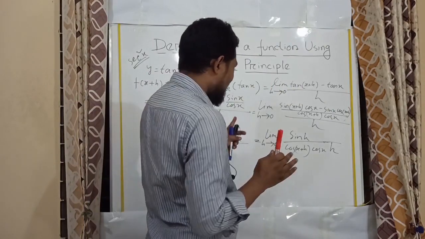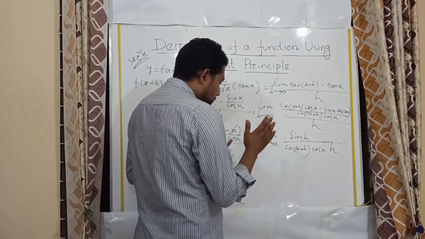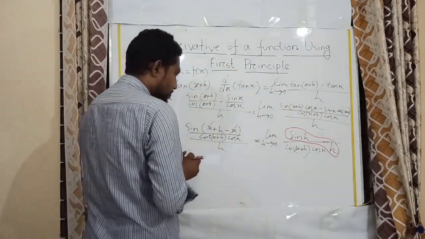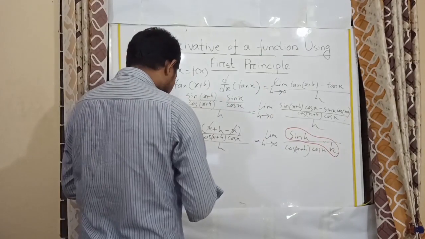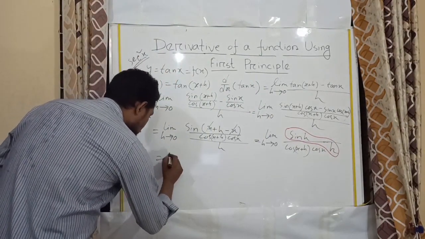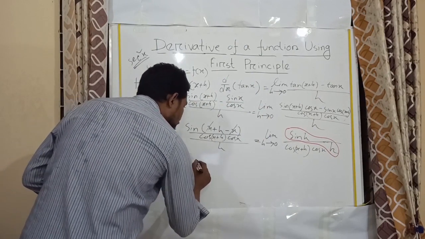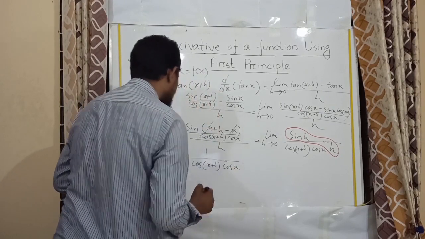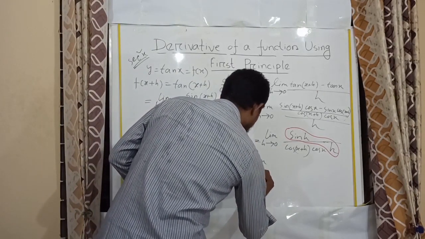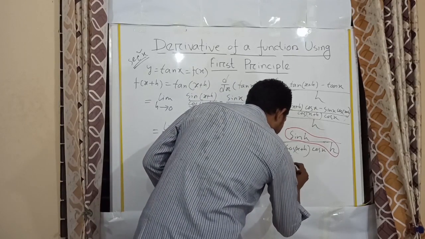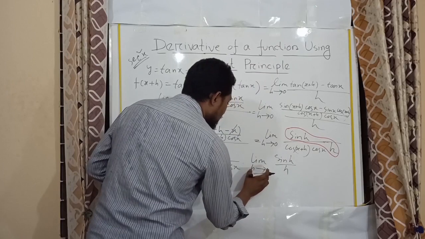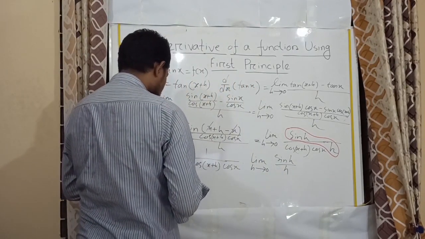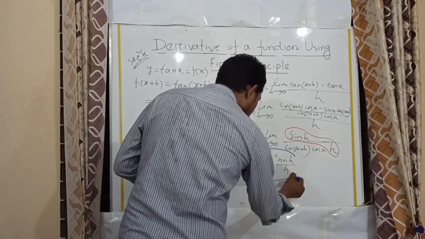So students, just focus on that. Now I will use the formula sine h by h. Here it is h, another h, so I am splitting now. Limit h tends to 0 of 1 divided by cos of x plus h cos x, times limit h tends to 0 of sine h by h. As it is h, I am not changing anything. Last time it was h by 2, that's why I wrote h by 2 there. So it will be 1.